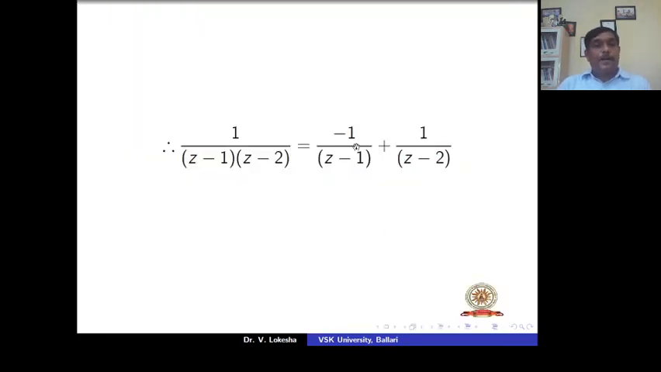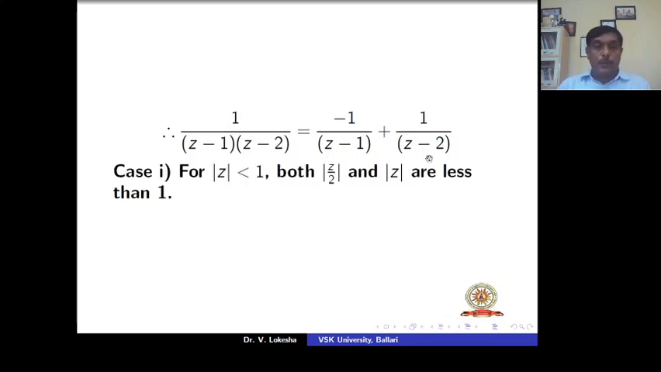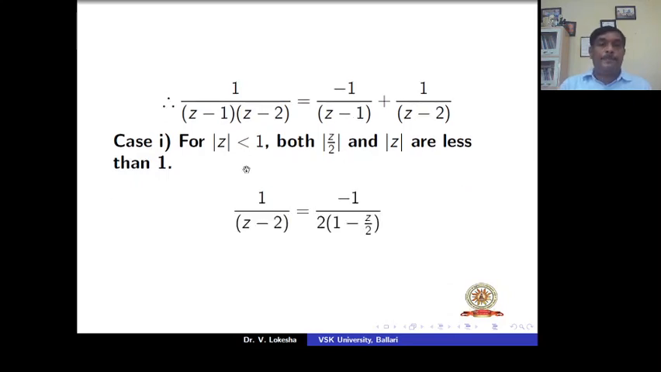Then after getting this partial fraction, minus 1 by (z minus 1) plus 1 by (z minus 2), different cases we can start. First case is mod z less than 1. Here you can see z by 2 is always less than 1, and mod z is less than 1. Then we can write directly, 1 by (z minus 2) is equal to minus 1 by 2; if you take the 2 outside, this becomes 1 minus z by 2.